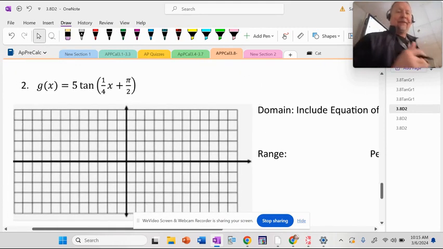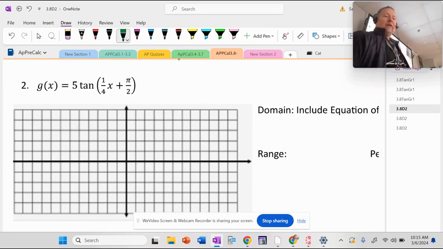Okay, I don't have an up-down shift, so I am going to use this A as 5, because if you count 1, 2, 3, 4, 5, we'll really see that stretch right there.